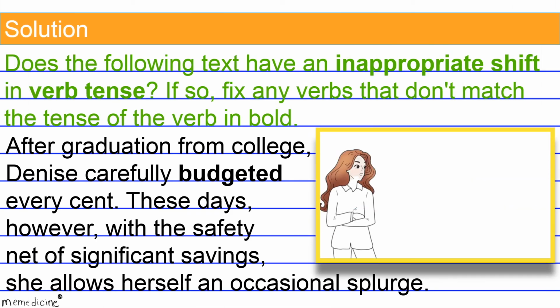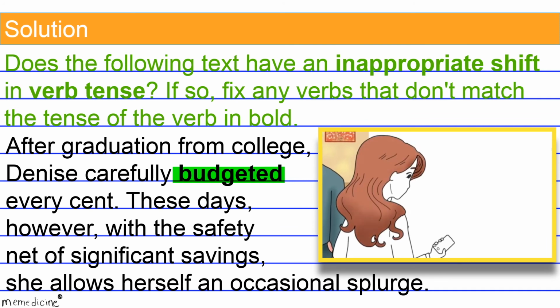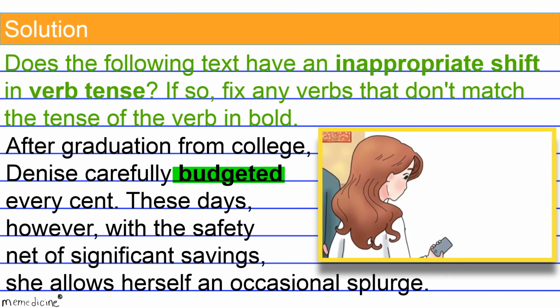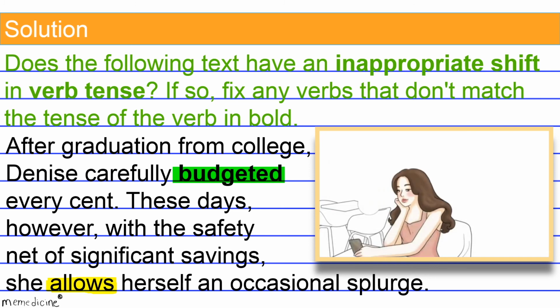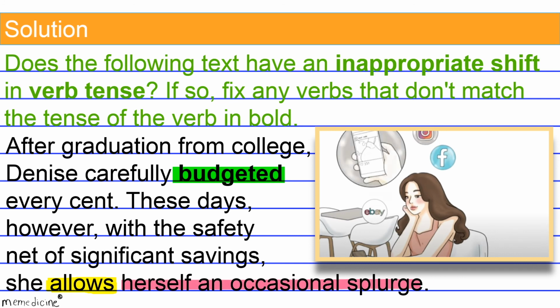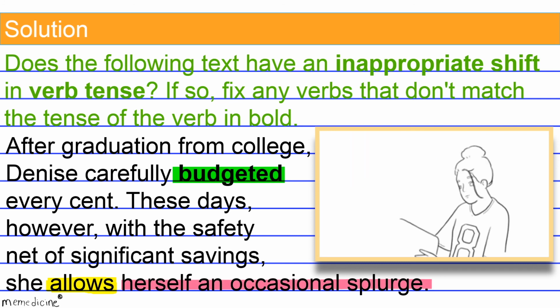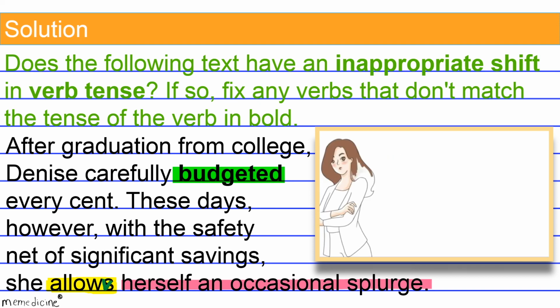All right, back to the original question now for the solution. Look at the verb in bold, budgeted. It is in the past tense. However, notice that the verb allows is written as a simple, singular, third person, present tense verb form. With the verb allows, the sentence shifts to the present tense to discuss that now Denise permits herself to enjoy occasional spending splurges. This shift to the present tense is appropriate in this instance. No edit is required. This verb form is correct.